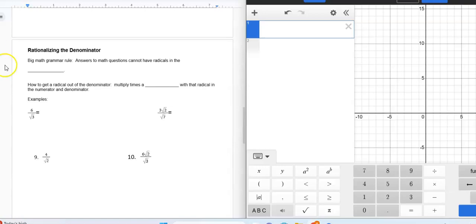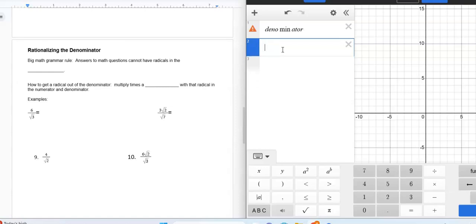All right, big math grammar rule. Answers to math questions cannot have radicals in the denominator. Yeah, you can't have that. Like this radical 3 being in the denominator, you can't do that. So how do we get a radical out of the denominator? Multiply times a fraction.